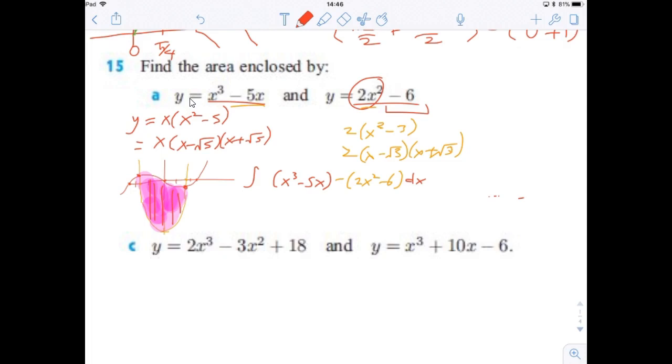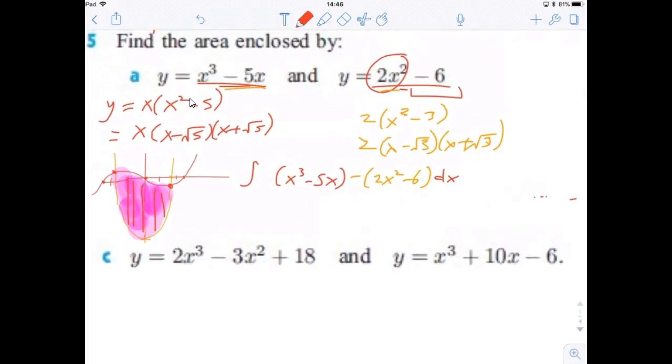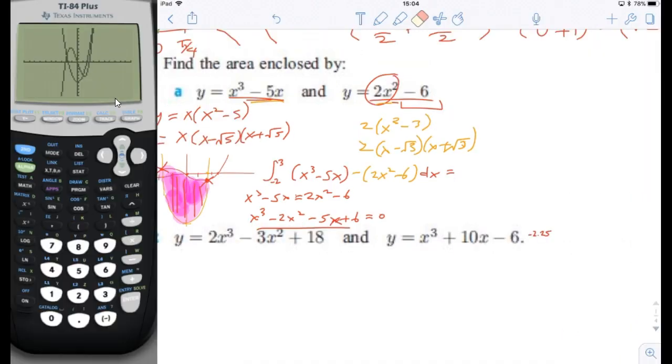The way we could figure out the limits of integration is if we solve simultaneously these two equations and find the intersection. So that would be, let's see, we could say x cubed minus 5x equals 2x squared minus 6, x cubed minus 2x squared minus 5x plus 6. When does that equal 0? So if we found the roots to this equation by non-calculator means or by calculator means, that would find the intersections.